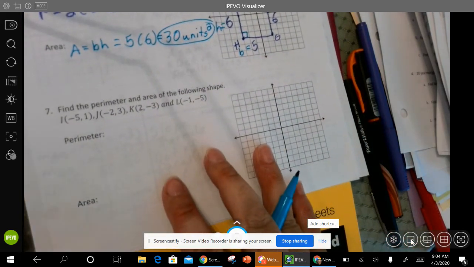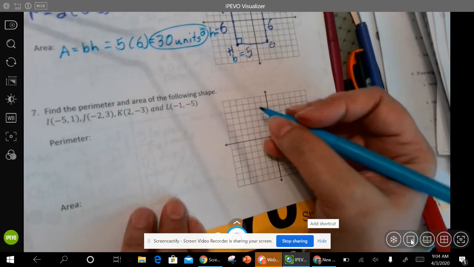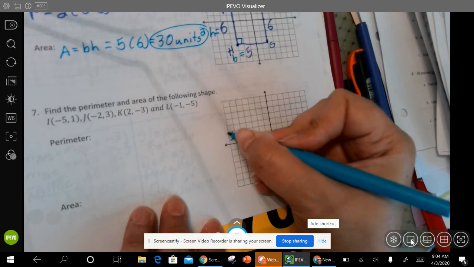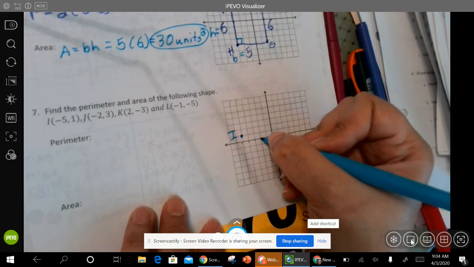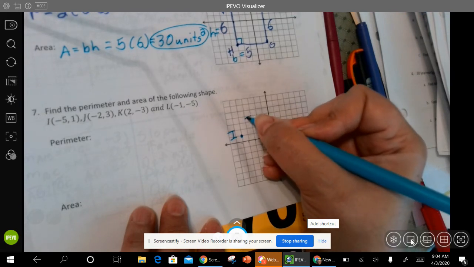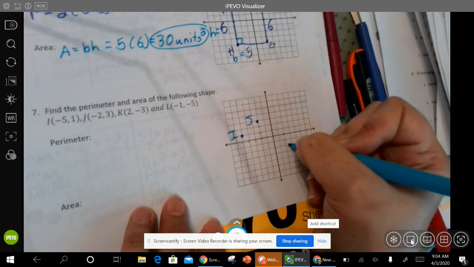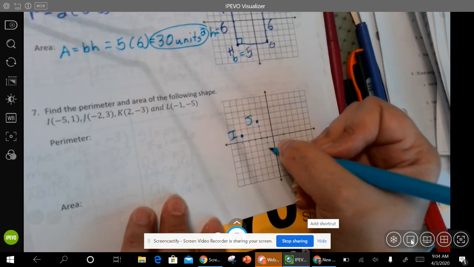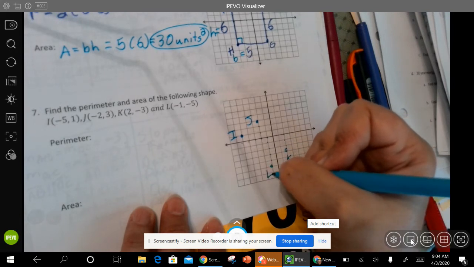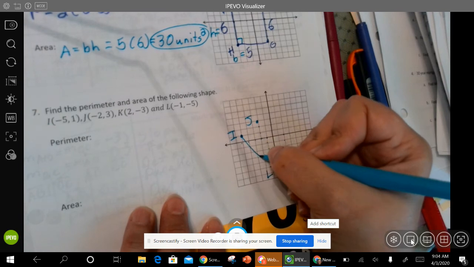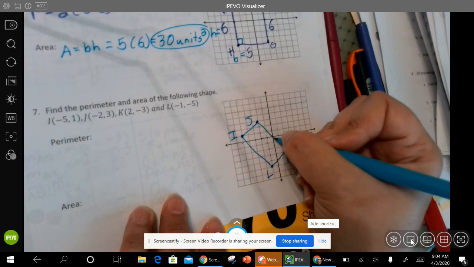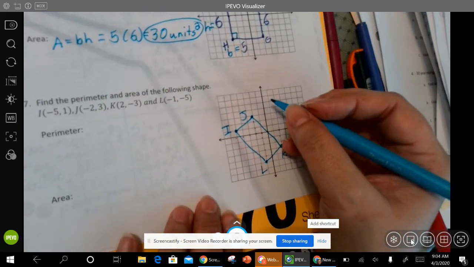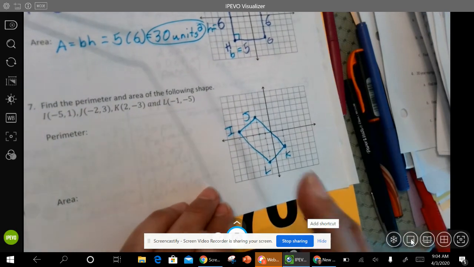Okay, so this one, so we got here. So we're going to go ahead and graph it. So 1, 2, 3, 4, 5, up 1. 1, 2, 3, 1, 2, 3. 1, 1, 2, 3, 4, 5. Okay, so we're going to go ahead and do this. Okay, so how we're going to figure it out.